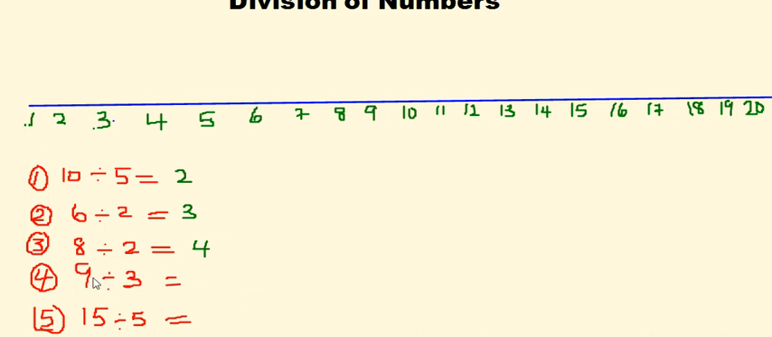Another one is 9 divided by 3. This is 9, divided by 3. 1, 2, 3, this first one. 1, 2, 3, second one. 1, 2, 3, third one. So we have 3. So 9 divided by 3 equals 3.